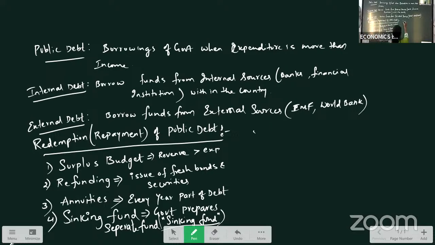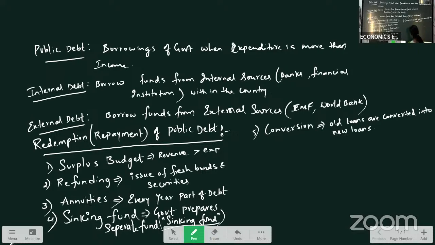Next method we have is conversion. Conversion means old loans are converted into new loans. Generally, when the government borrows money, whatever old loan is there, they will repay that old loan. How? By taking a new loan. Means the old loan will be converted into a new loan so that the old debt will be cleared. New debt will be continued for the next years. So that way conversion is one methodology.